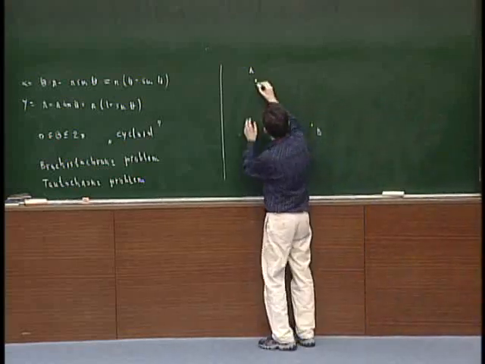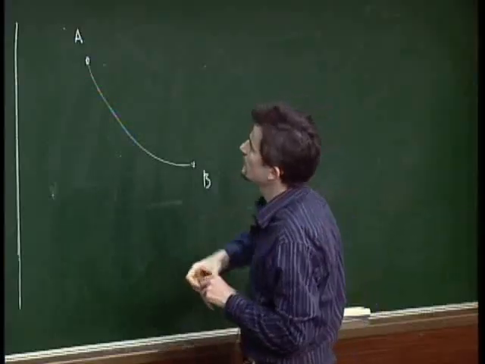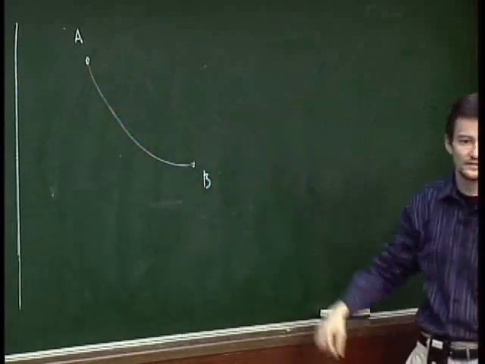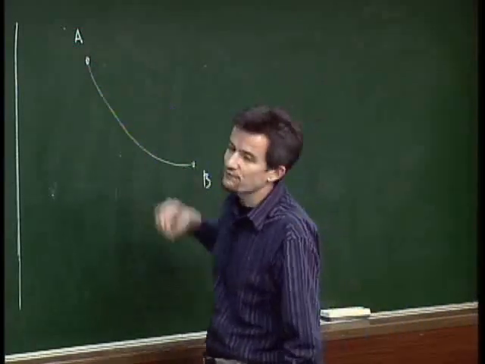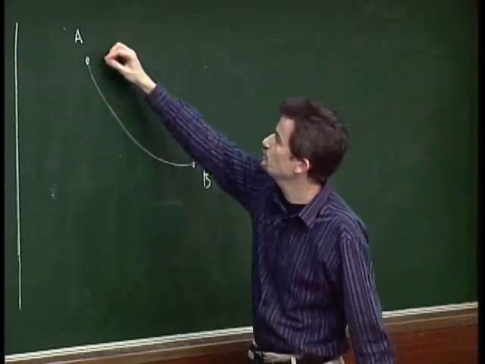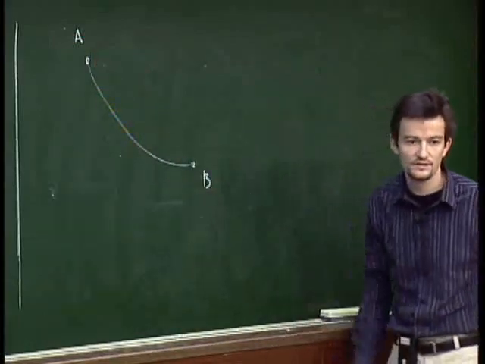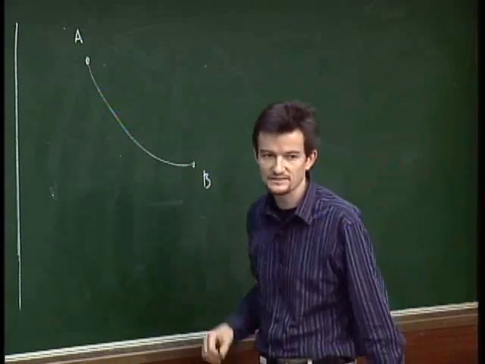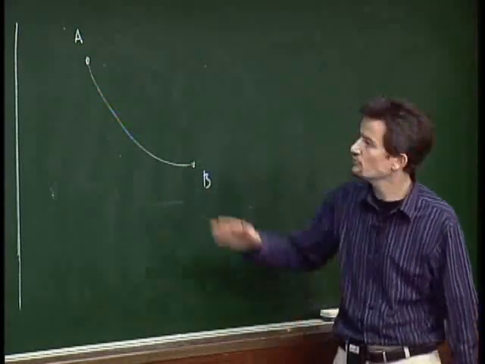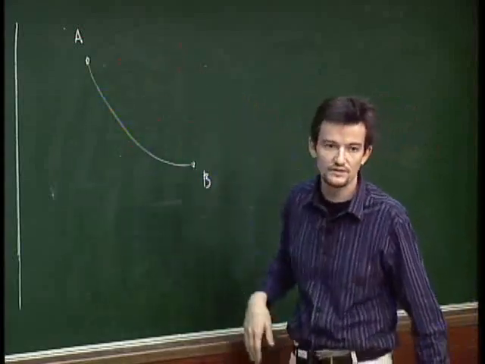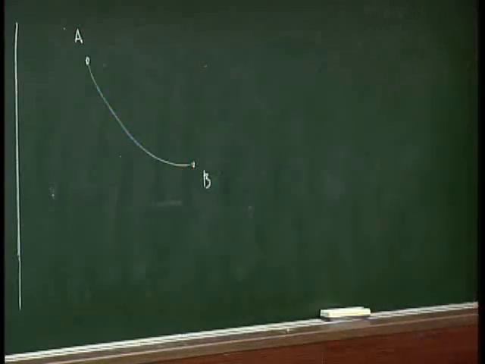Okay, and for instance, you choose one curve. And you put something here, and you let it slide down to B. So the only force which you consider is gravitational force. So you put an object here, you let it slide down here. Now the question looks rather complicated because the question is, okay, which curve minimizes the time? So the question is to find the curve because you have many different choices here.